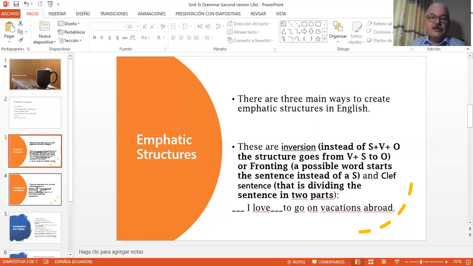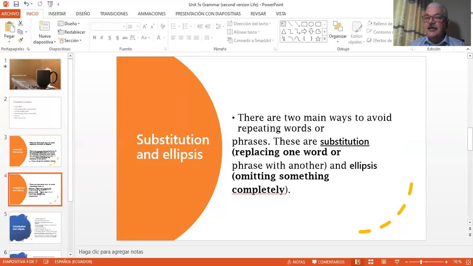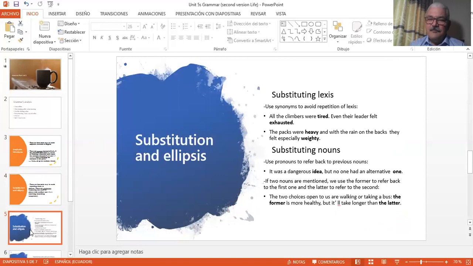And of course, in substituting, we have to replace one word for another. That could be, in the case of nouns, using pronouns. And in the case of verbs, you may substitute those using given structures such as to or so. Let's see an example, okay? Well, when it is an adjective, you can change the adjective for another similar adjective.